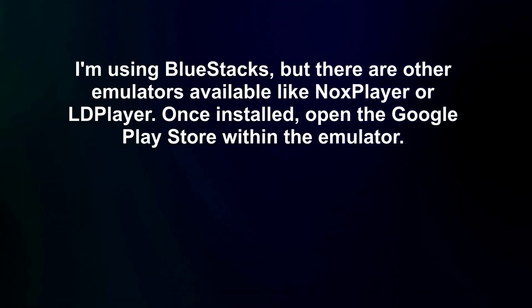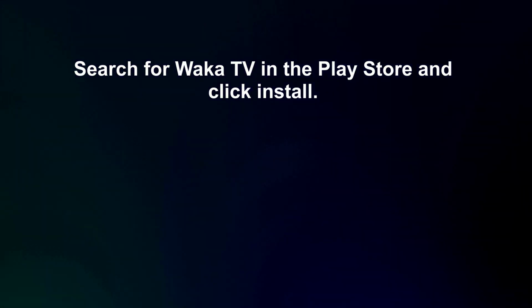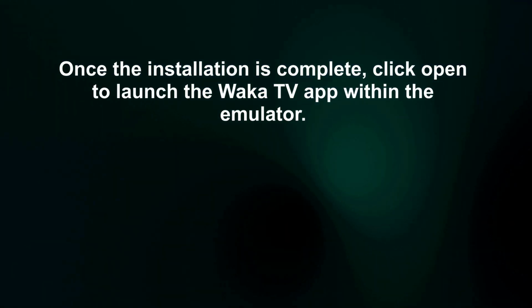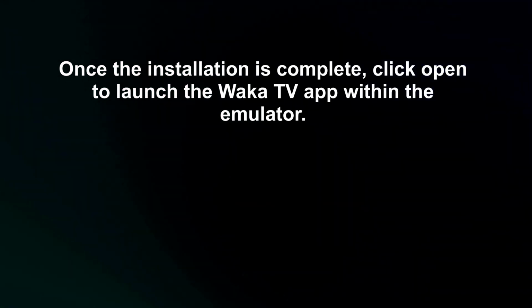Once installed, open the Google Play Store within the emulator. Search for Waka TV in the Play Store and click Install. Once the installation is complete, click Open to launch the Waka TV app within the emulator.